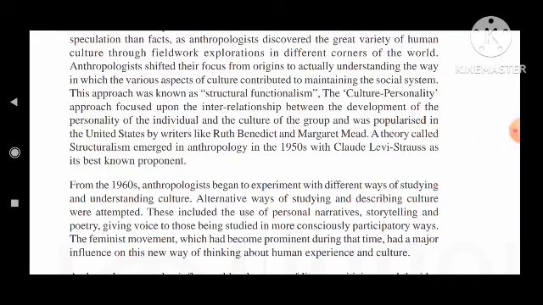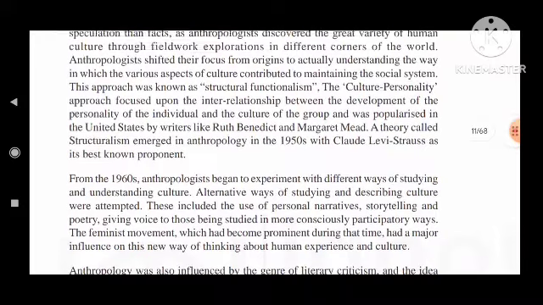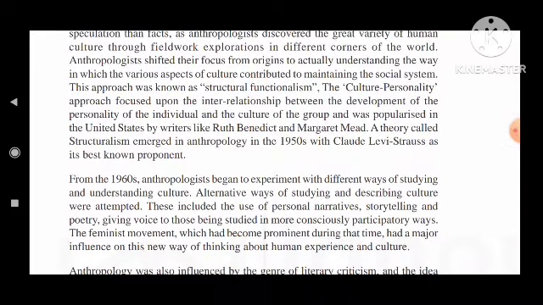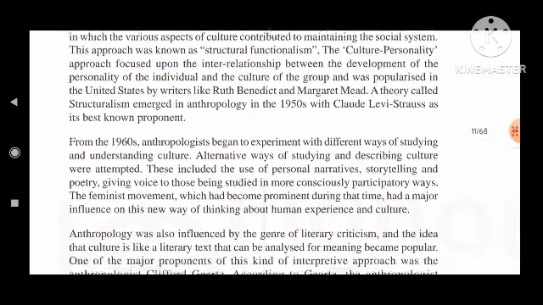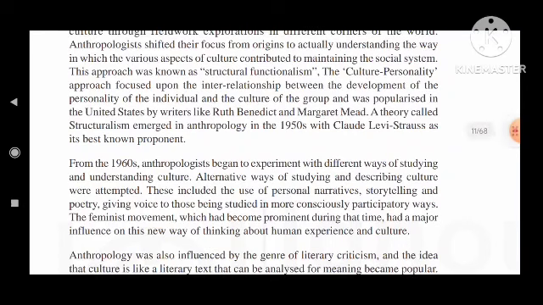Anthropologists shifted their focus from origins to actually understanding the way in which the various aspects of culture contributed to maintaining the social system. The approach was known as structural functionalism. The culture and personality approach focused upon the interrelationship between the development of the personality of the individual and the culture of the group, and was popularized in the United States by writers Ruth Benedict and Margaret Mead.